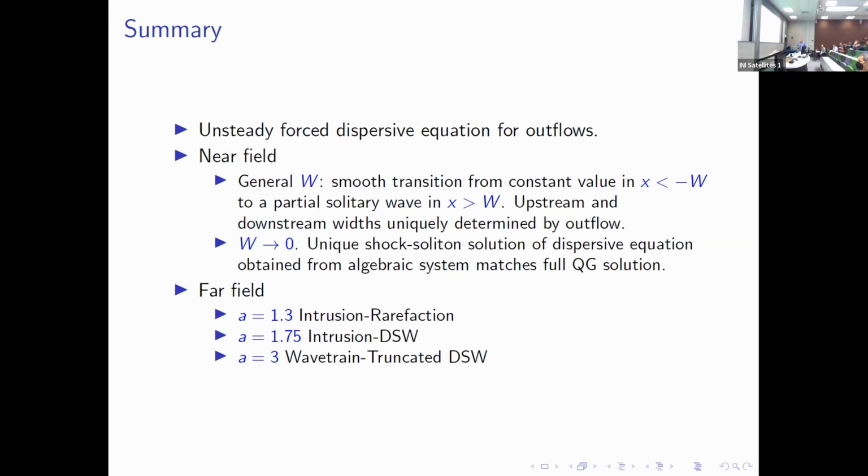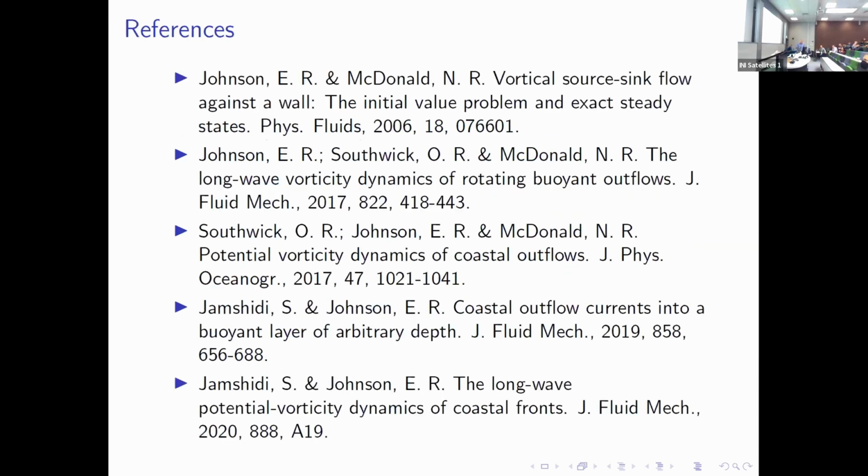And then for the far field, it starts off as an intrusion rarefaction. Increase the vorticity, it becomes an intrusion DSW. You increase it a bit more, it becomes a wave train with a truncated DSW. Those are mainly the basis for the current work.